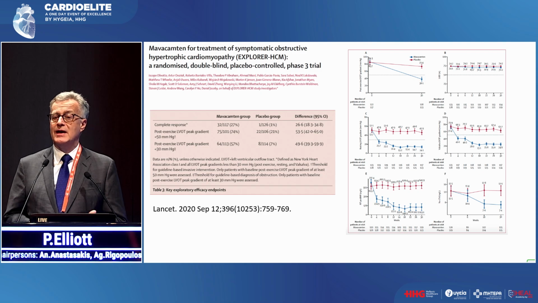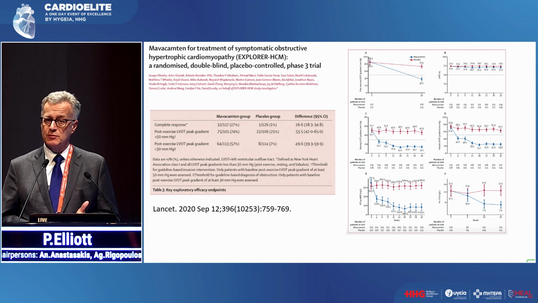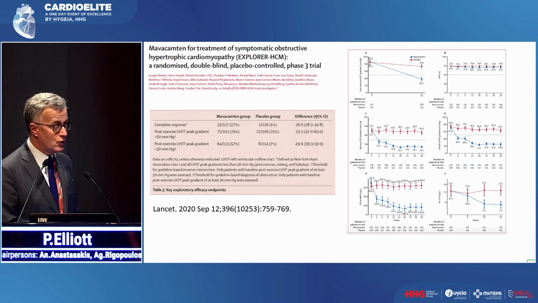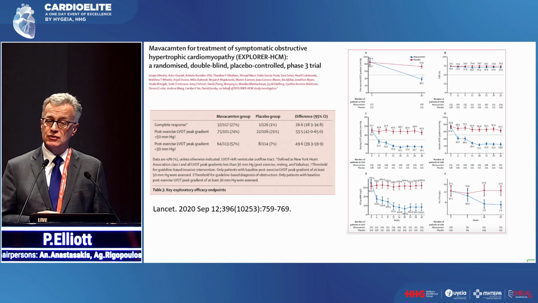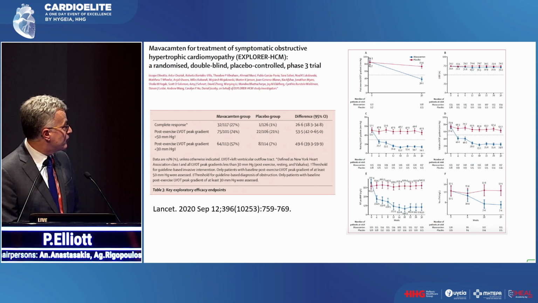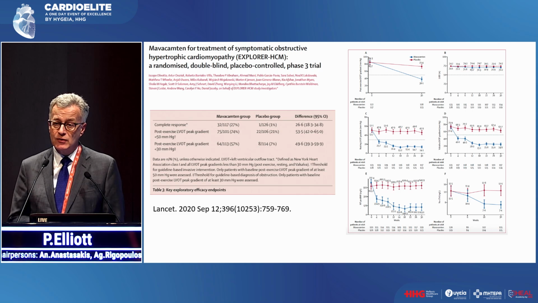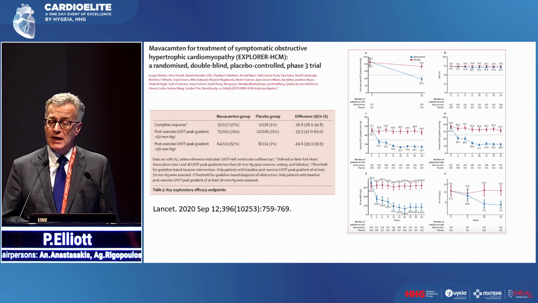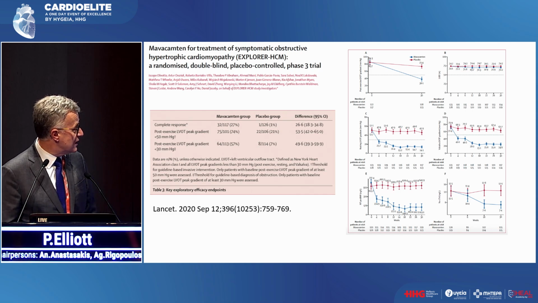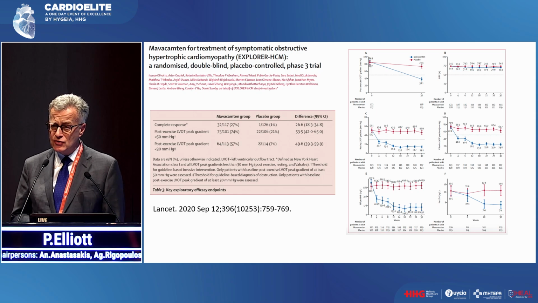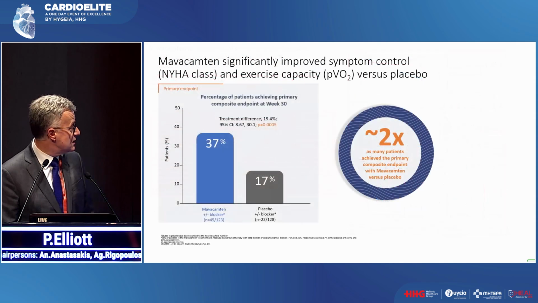And here are the headlines from that trial, the Explorer-HCM trial. So taking people who were refractory to conventional medication, placebo-controlled trial, and we demonstrated that there was a reduction in the outflow gradient, there was an improvement in symptoms, there was an improvement in exercise tolerance, improvement in natriuretic peptide, reduction in troponin T.